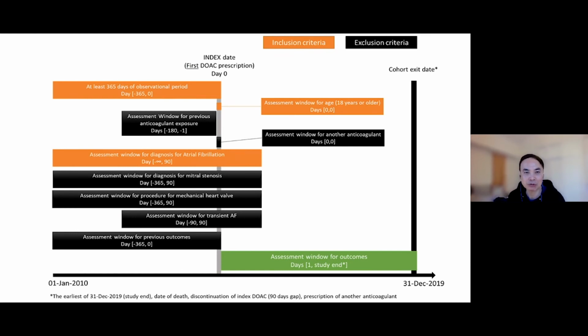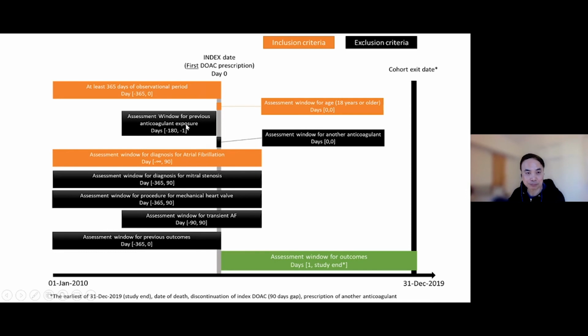Because we use the new user cohort, we can see day 0, that's the index day. We use the first DOAC prescription as the index day. Like all other studies, we have to have a year of observational period before that. And also we look into the assessment window for previous anticoagulant. So we use 180 days in here.